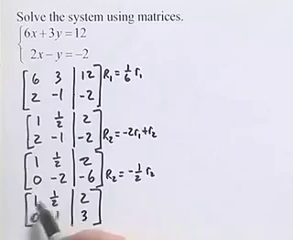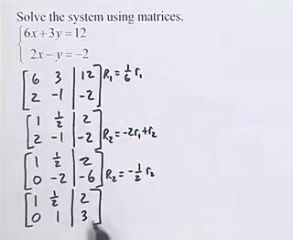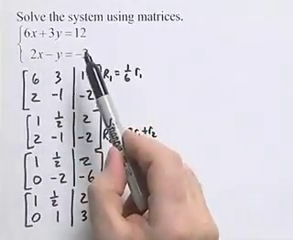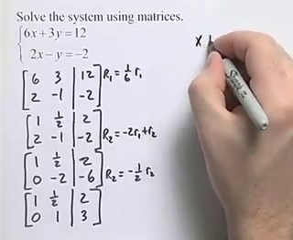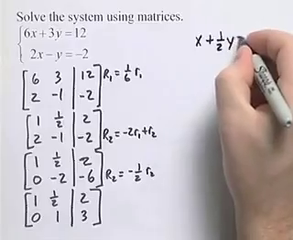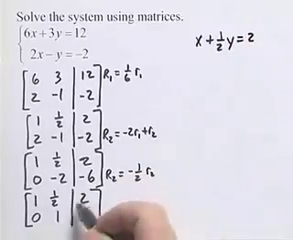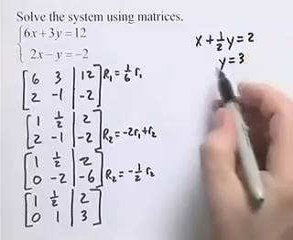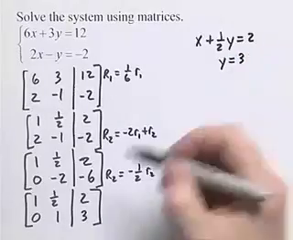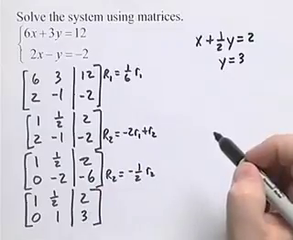At this point, we need to remember that this matrix really represents a system of equations. So we have the corresponding system of equations: x plus 1/2 y equals 2. That's our first row. And then the second equation is that y is equal to 3. Notice that we now know what y is equal to. This last row tells us y equals 3.